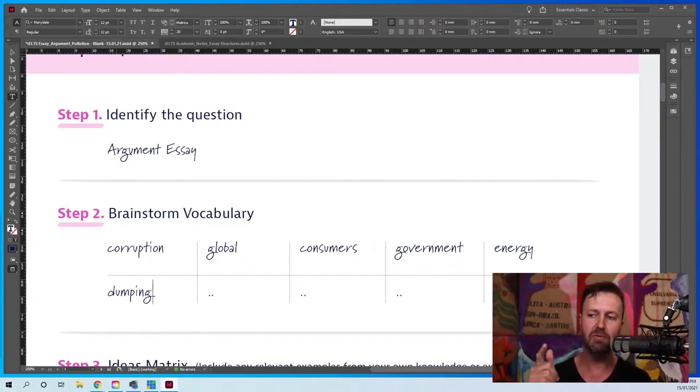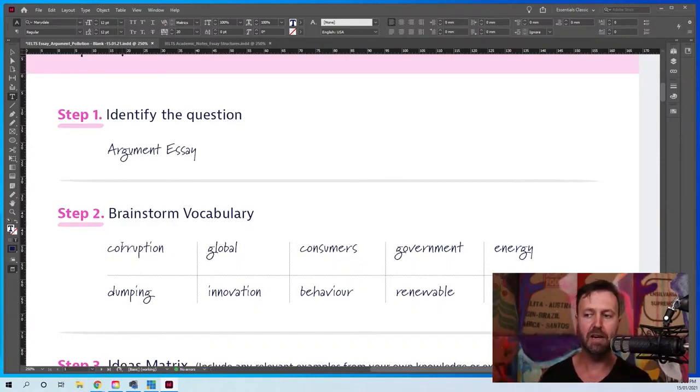So corruption, global, consumers, government, energy, dumping. We might want to go with innovation is another good word here. Another one we might want to use is behavior. Again, consumer behavior of big companies across the globe. Renewable, as in renewable energy. And the last one being agreements. So thinking about what agreements are in place around the world that might impact this topic moving forward.